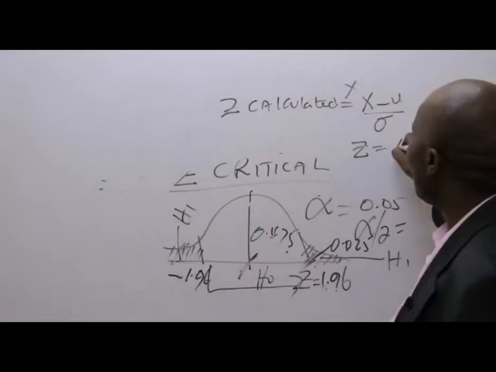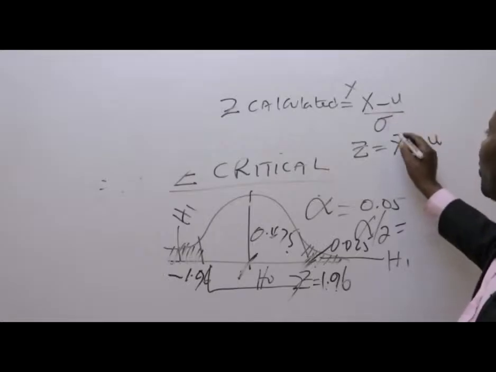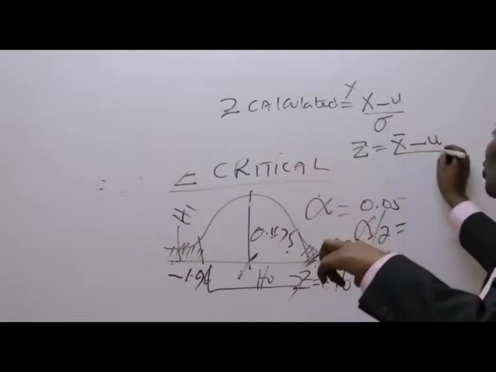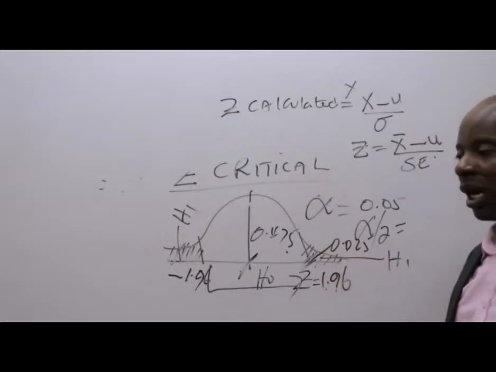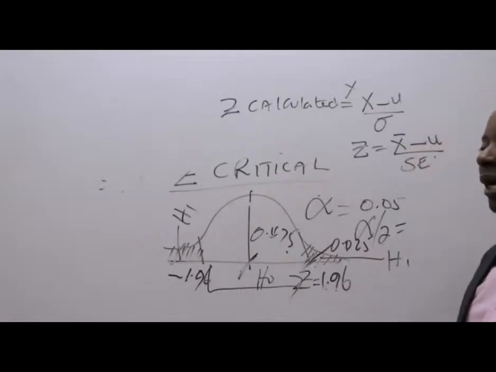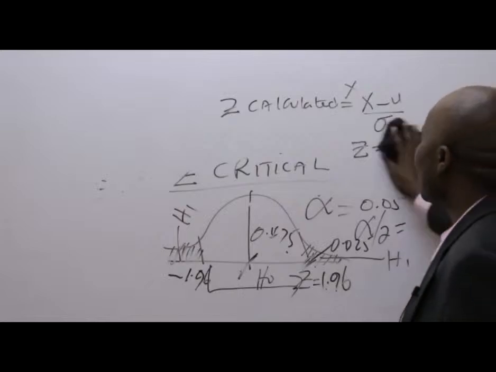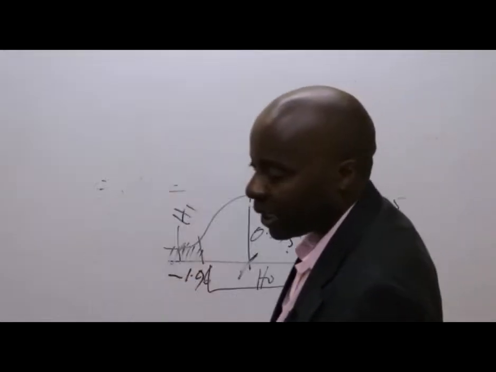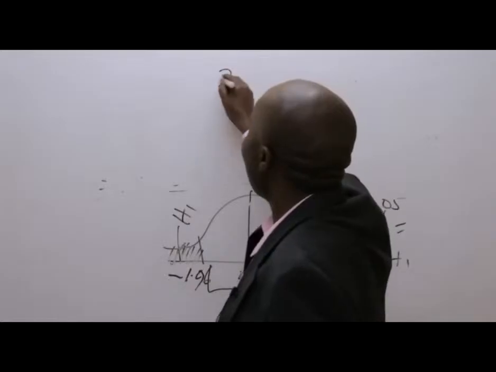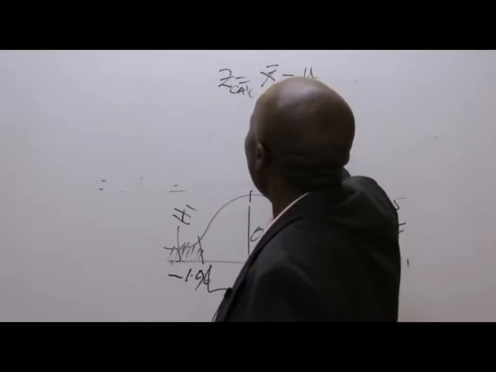Our Z calculated will be X bar minus mu. Because here we are working with X bar, we have many samples, so we'll divide by what we call the standard error. Please write that: our Z calculated is X bar minus mu divided by standard error. I'm repeating again, Z calc is X bar minus mu all over standard error.